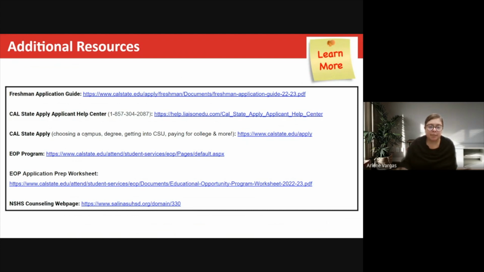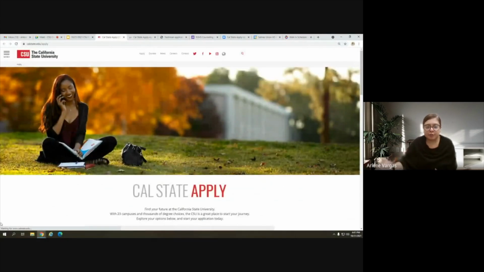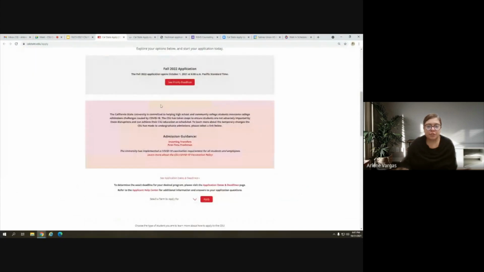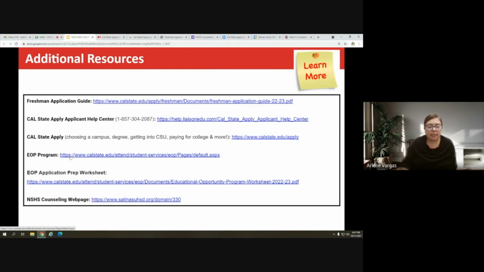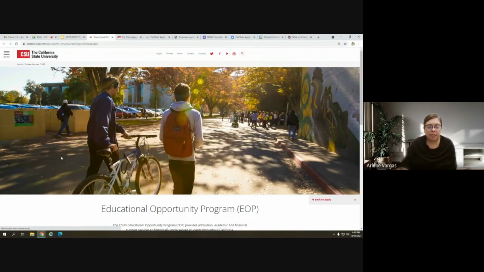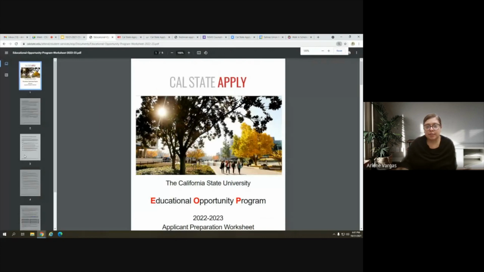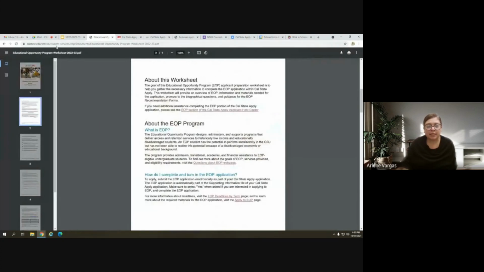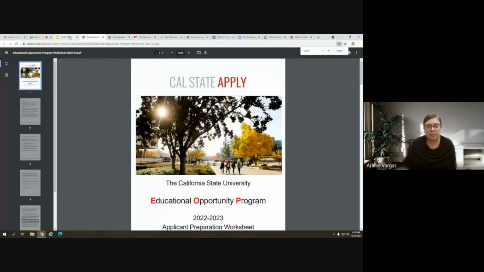Then there's Cal State Apply. Here's more information on choosing. This link takes you to a lot of other resources and links. You get to see priority deadlines, choosing a campus, a degree, and paying for college. So there's a lot of information there. Then there is the EOP program link where you can get more information on that program. The EOP program worksheet is on here as well. That's another 6-page document that can guide you through the EOP application. And it's also linked here. So here's the direct link.